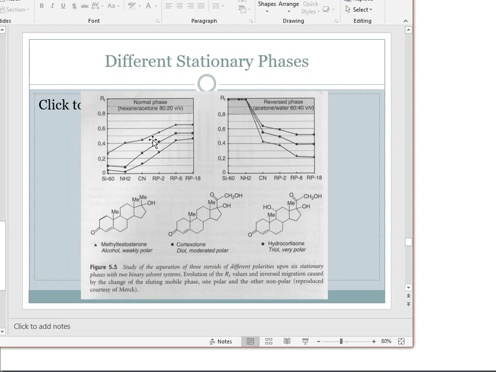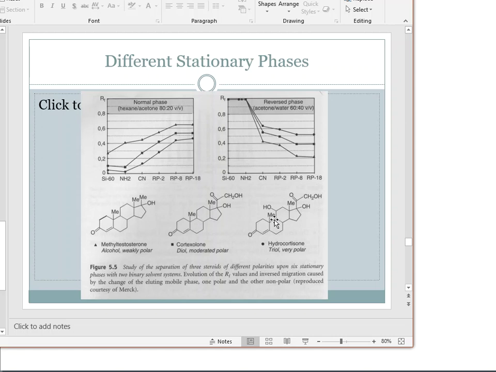So if you look with this one, the mobile phase that they're using is a hexane acetone mix, and it's 80-20. So that means there's more hexane here, more nonpolar stuff. In the second graph, what they've done is that they've flipped it and they've put acetone and water now in a 60-40 ratio. Acetone and water is very polar, and we call that reverse phase in the TLC world. So the first graph is representative of a non-polar mobile phase.